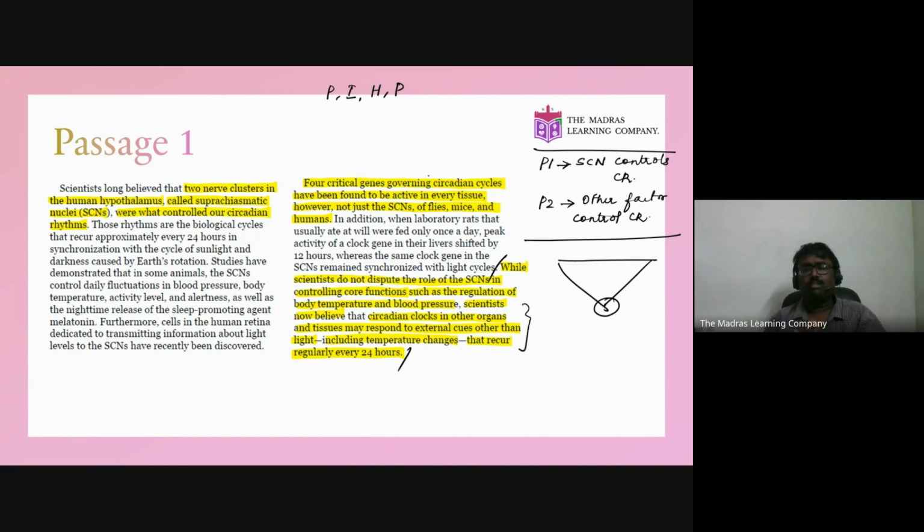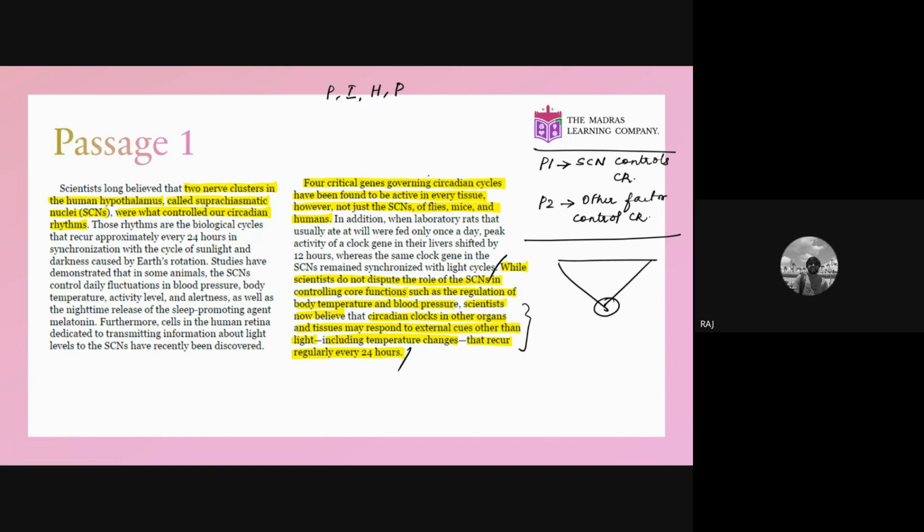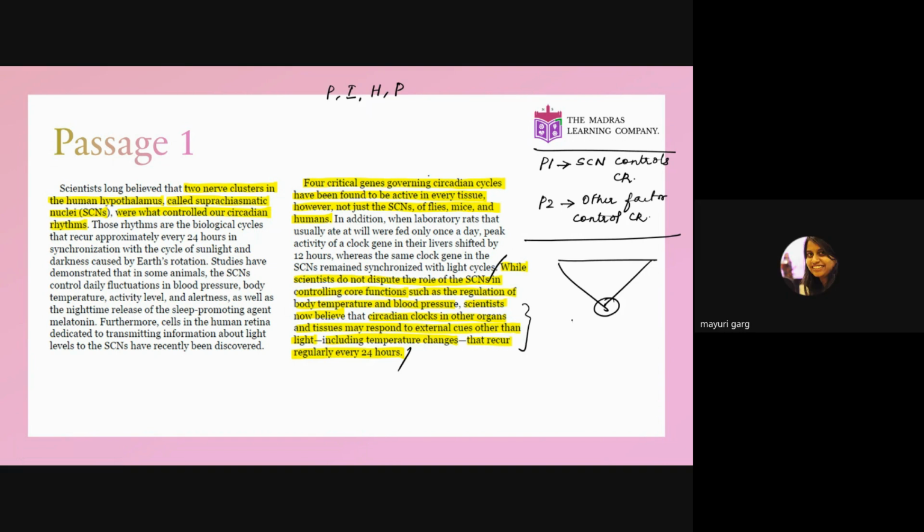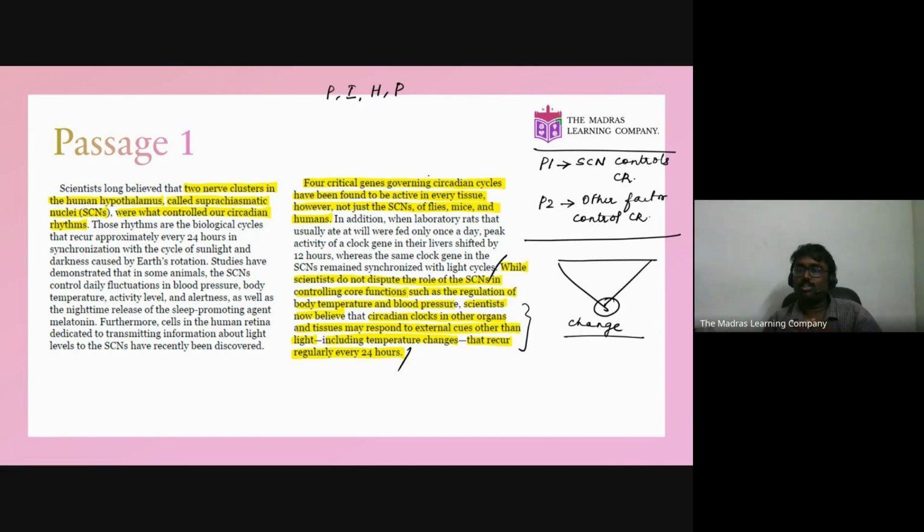And what is this talking about? Is it a problem or is it a change? I think it's a change. Yeah, the change. So what is the change? Earlier they used to believe it's just SCN that controls the circadian rhythm. Now it's other factors also. Super, that's all. So this analysis you'll have to do.